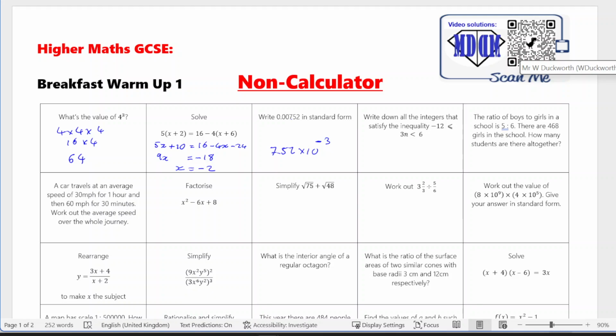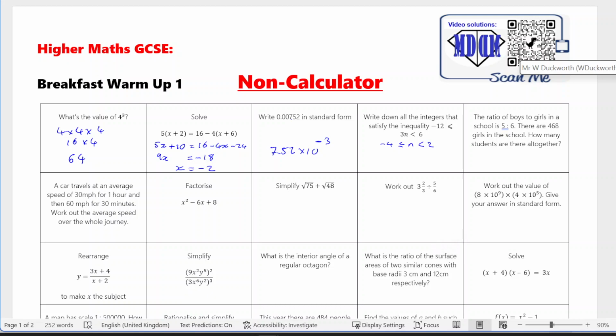And write down all of the values that satisfy the following inequality. So I'm going to divide all 3 parts by 3 to start off with, and say that minus 4 has to be less than or equal to n, which is going to be less than 2.